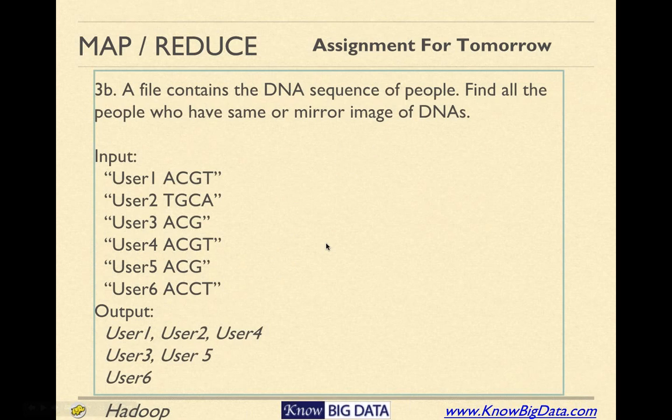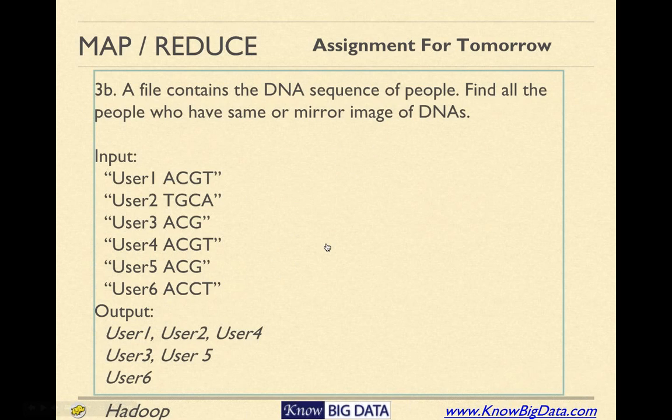For example, user 1, user 2 and user 4, their DNA is either identical or reverse. For example, user 1 and user 2, the DNA is exact reverse. ACGT, if you reverse it, it will become TGCA. That is the DNA of the second user. And there is user number 4 who has exactly the same DNA as user 1. So you have to bring families together as per this particular insight.